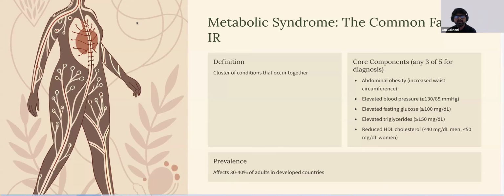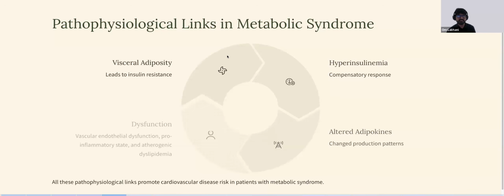And insulin resistance is very, very common. It's seen in 30 to 40% of adults in developed countries. So it's a very common condition, right? And if any three of the five are present, the patient is said to have insulin resistance.